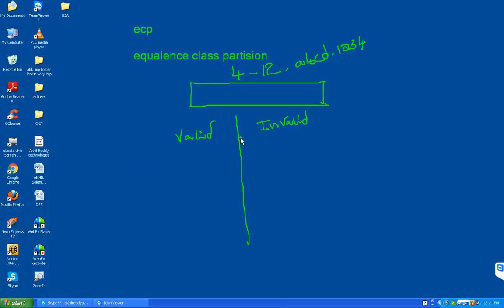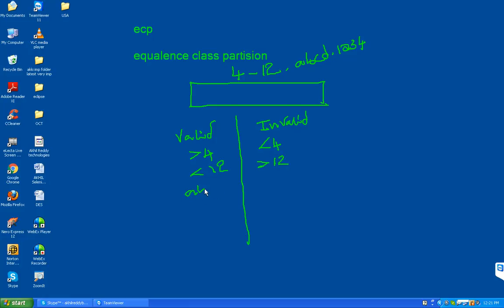Valid data, invalid data. Greater than 4 is valid, less than 4 is invalid, less than 12 is valid, greater than 12 is invalid.